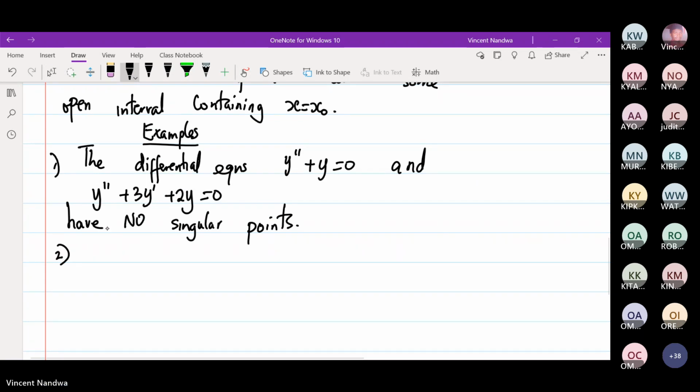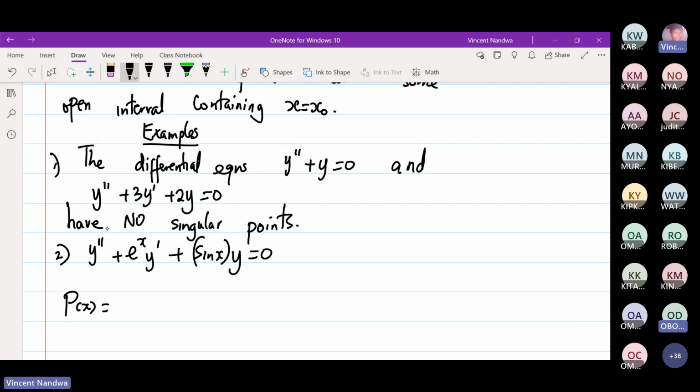Number two, if I have y double prime plus e power x y prime plus sine of x y equals 0, then what is my p of x in this case? E power x, correct? And what is q of x? Sine of x.